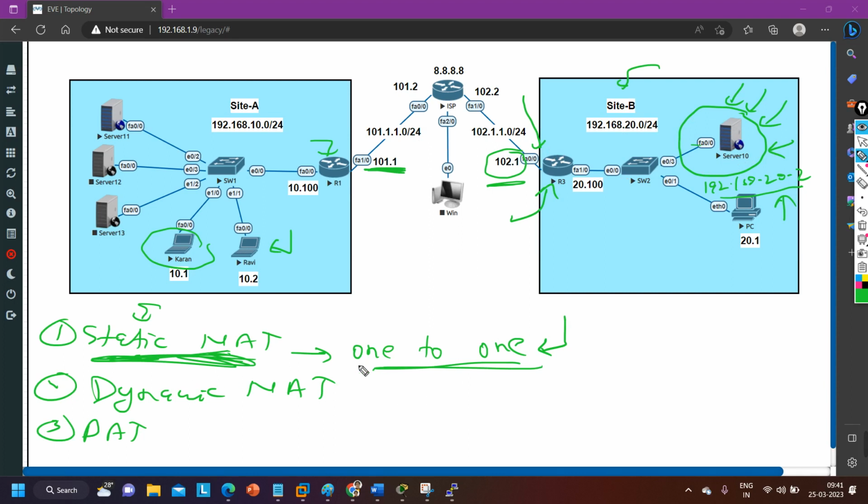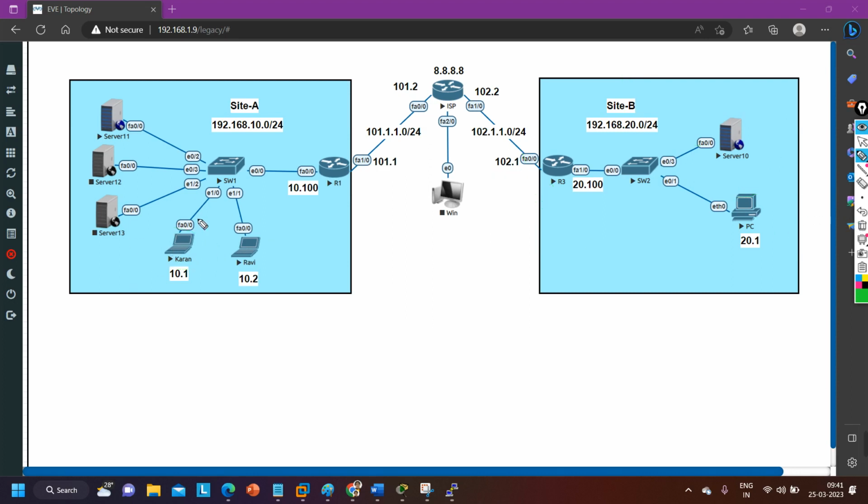Okay. After that, second type of NAT is dynamic NAT. Guys, suppose in a static NAT, if I want to configure a static NAT over here on router number 1, how many users are there? 1, 2, 3, 4, 5. How many public IP addresses are required? 5. 5 public IP addresses are required, yes or no? To allow these 5 users to access the internet. Suppose there are 100 users inside A.